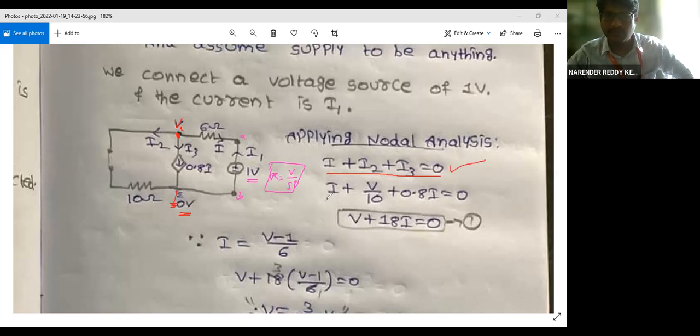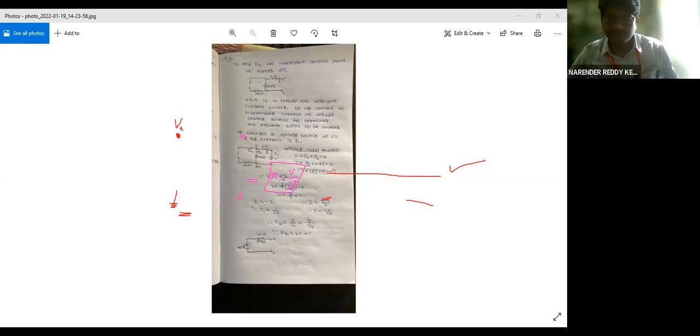So the next thing to do is find the value of each current. What is I? I is the current flowing through the 6 ohm resistor. And what is the value of I2? It is VA minus 0 by 10, which we wrote as V by 10. And what's the current for this one? This is a current source, already given as 0.8 I, so I can directly write it in terms of 0.8 I. Is this clear for everyone?